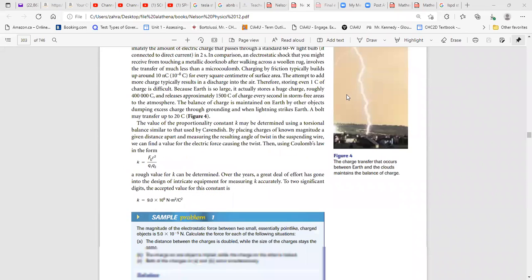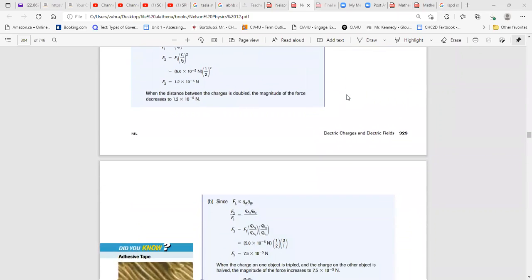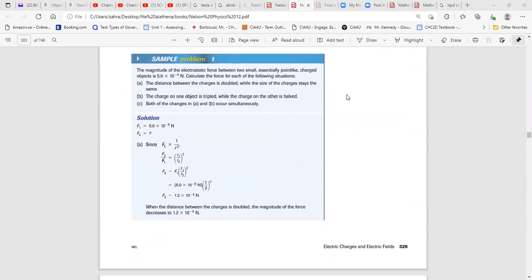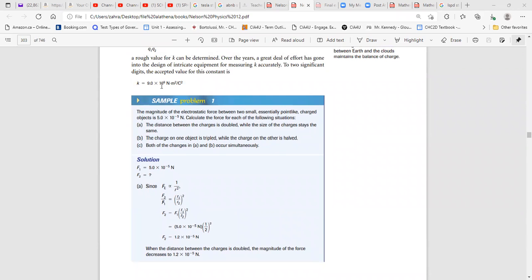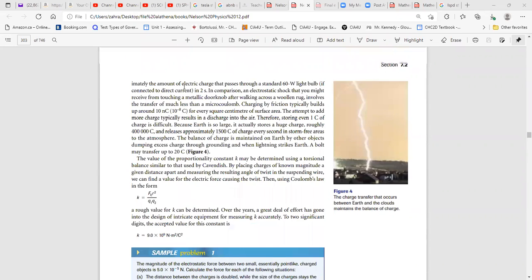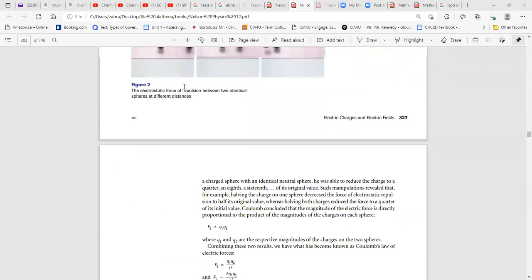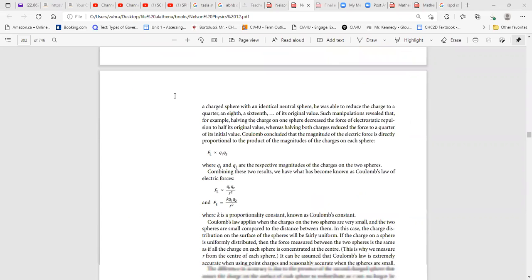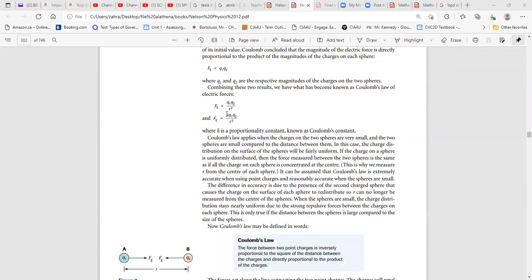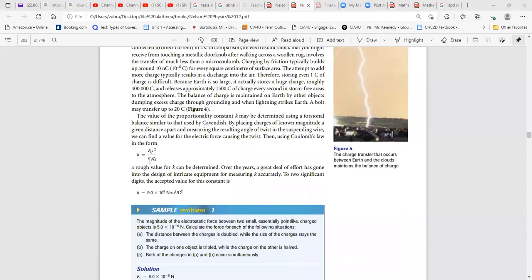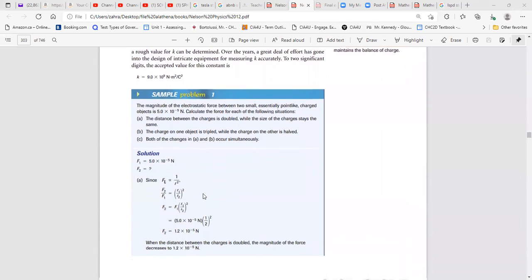Knowing that force is a vector, if we have multiple charges, we need to add them and treat them as vectors. The K constant is 9 × 10⁹ newton meter squared divided by coulomb squared. If you take the Coulomb's law equation and rearrange it for K, you get this. F is in newtons, r is a distance in meters squared, and the unit for the charges is coulomb, so coulomb squared in the denominator. This is how we come up with the units.